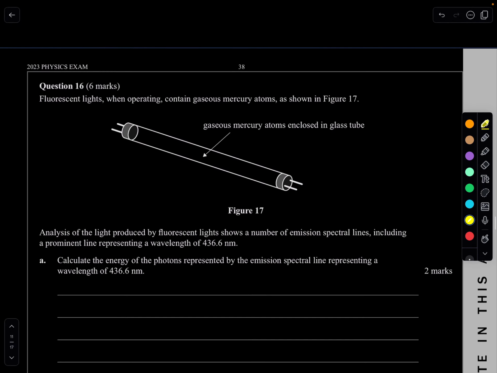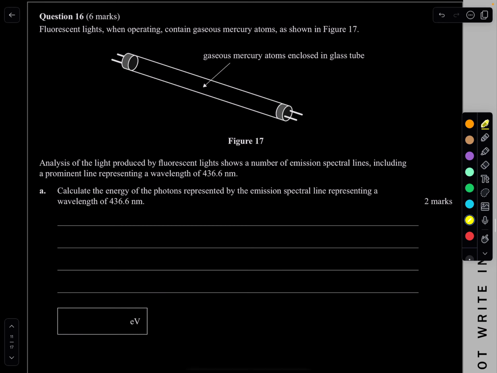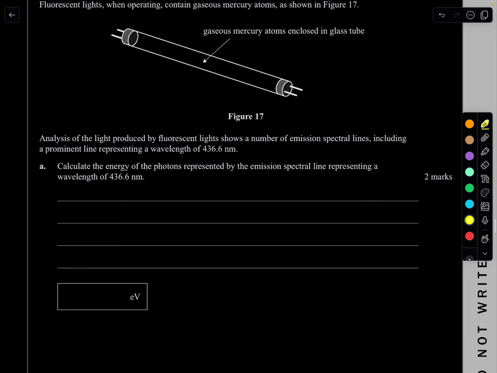Beautiful. Question 16. Fluorescent lights, when operating, contain gaseous mercury atoms, as shown in figure 17. Analysis of the light produced by the fluorescent light shows a number of emission spectral lines, including a prominent line representing a wavelength of this. Calculate the energy of the photons represented by the emission spectral line representing this wavelength.